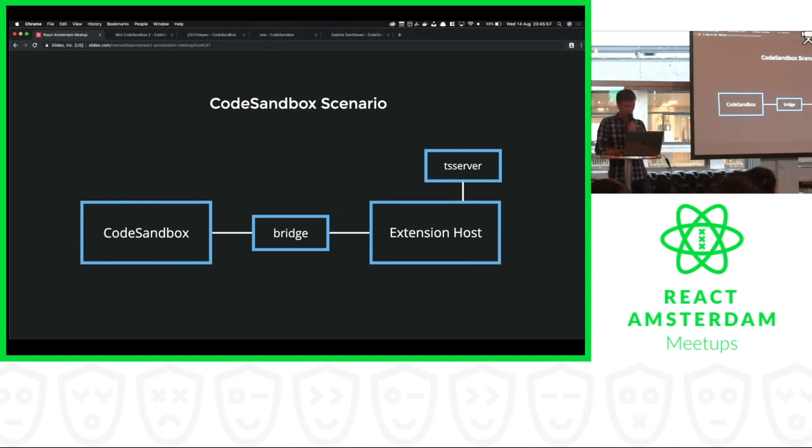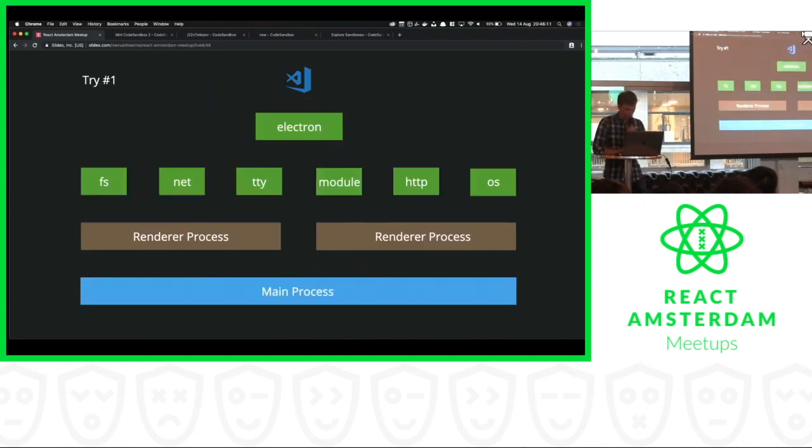So the next crazy thing was to actually run VS Code in CodeSandbox so that we wouldn't have to convert all the API calls and make it work. So that was the first crazy idea to try. And the first implementation went horribly wrong.